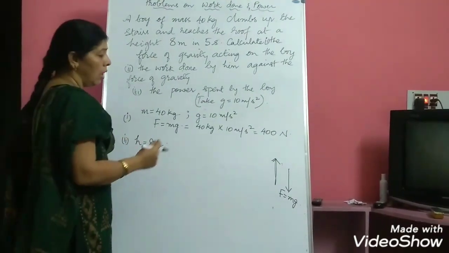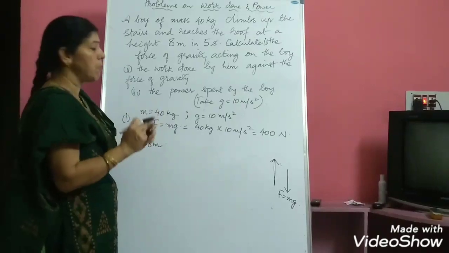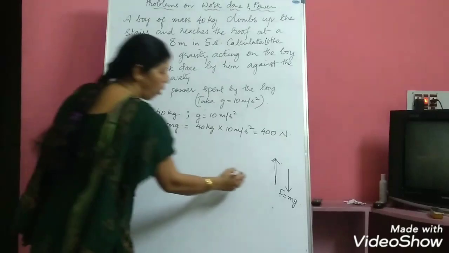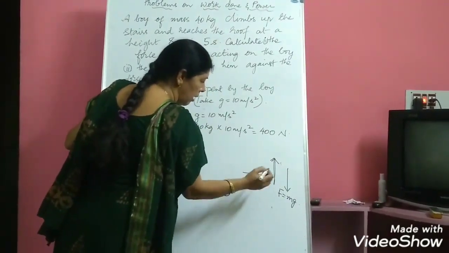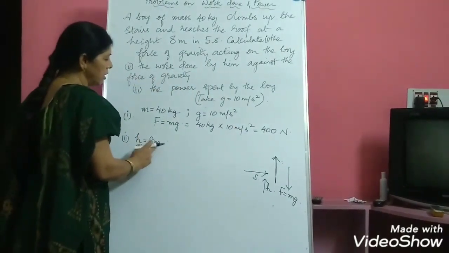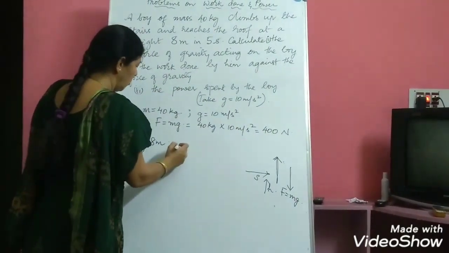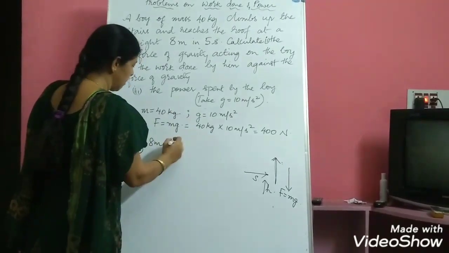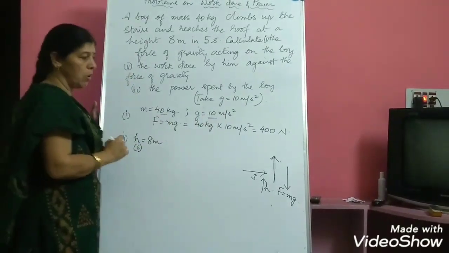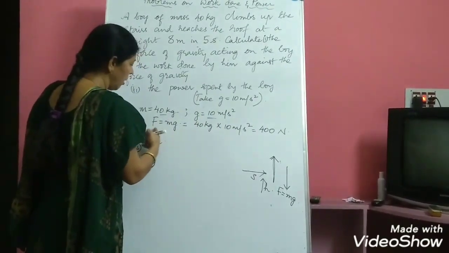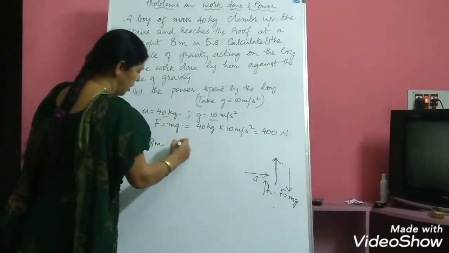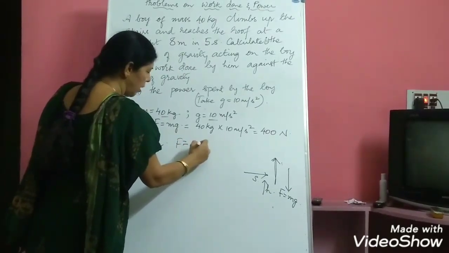Already I have told you about displacement. When you take the vertical displacement, it is called height. So this is also displacement only. When it is horizontal, then we call it displacement. When it is vertical, we take it as height. That's all. So here h is equal to 8 meter. Now mass is given as 40 kg already, and the g value 10 meter per second square. So here F is equal to mg, already we have calculated, it is 400 newtons. So F is equal to 400 newton.